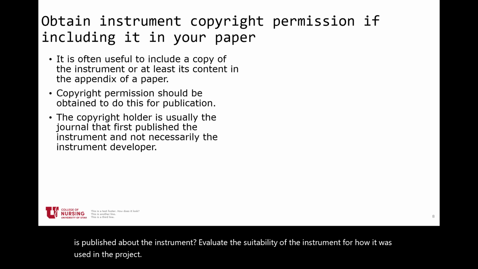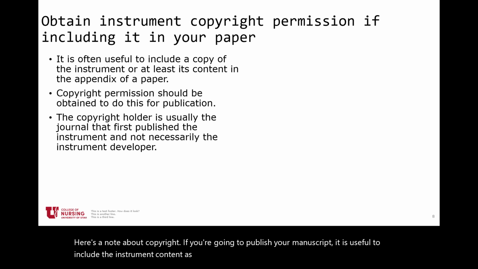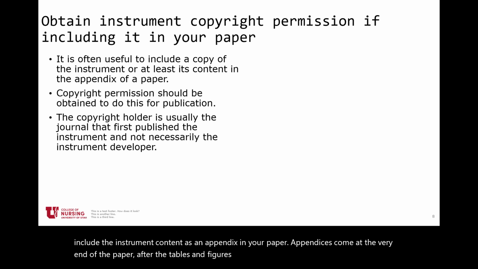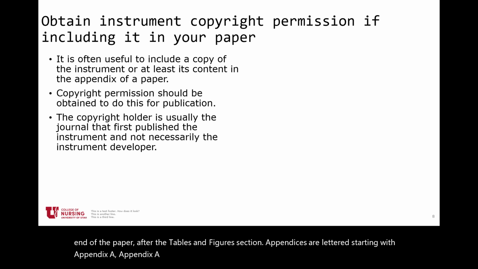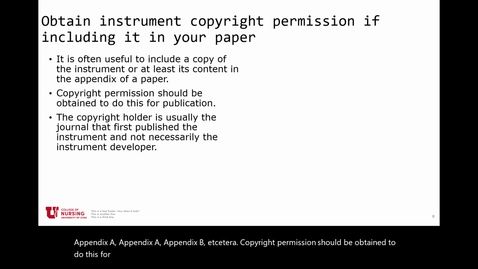Here's a note about copyright if you're going to publish your manuscript. It is useful to include the instrument content as an appendix in your paper. Appendices come at the very end of the paper after the tables and figures section. Appendices are lettered starting with Appendix A, Appendix B, etc. Copyright permission should be obtained to do this for publication. The copyright holder is usually the journal that first published the instrument and not necessarily the instrument developer.